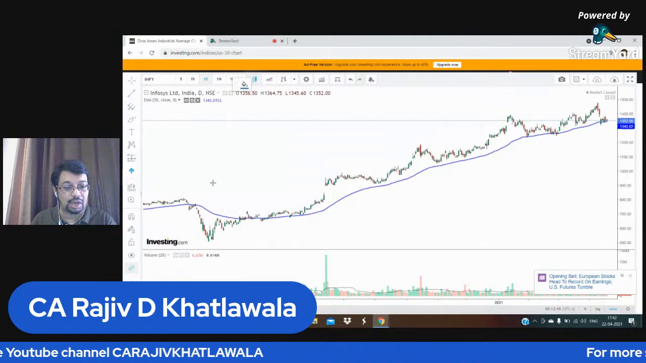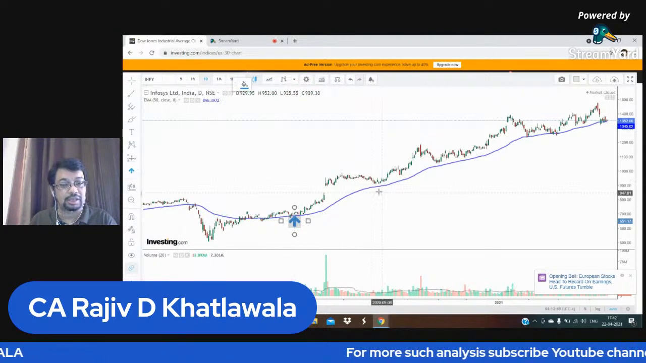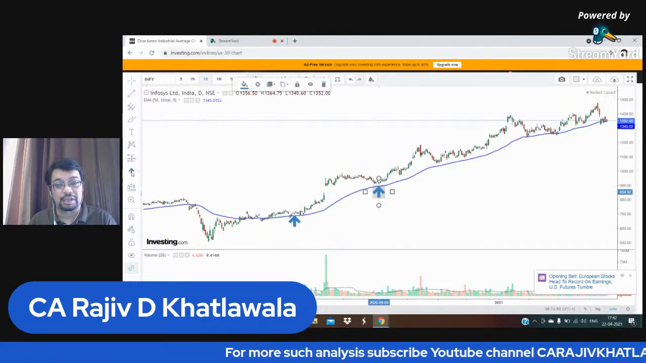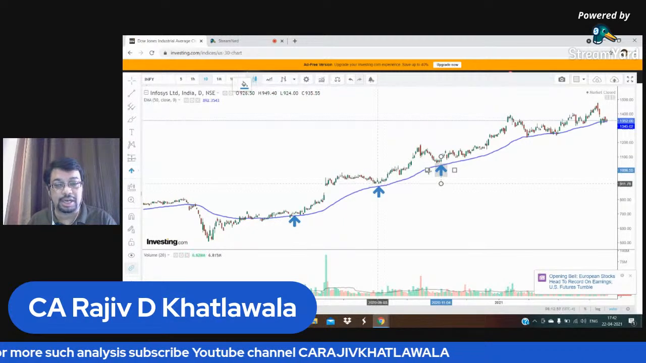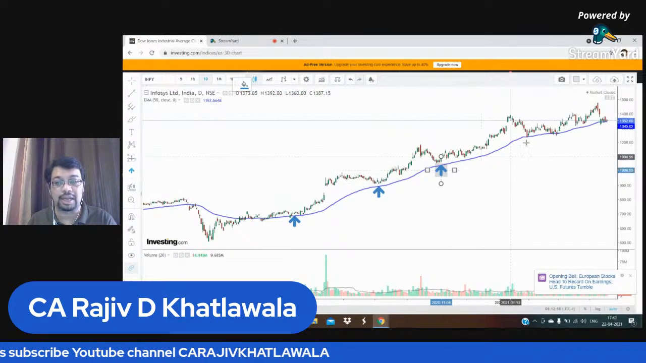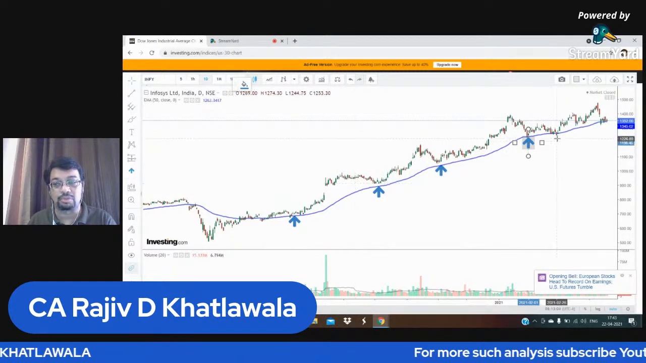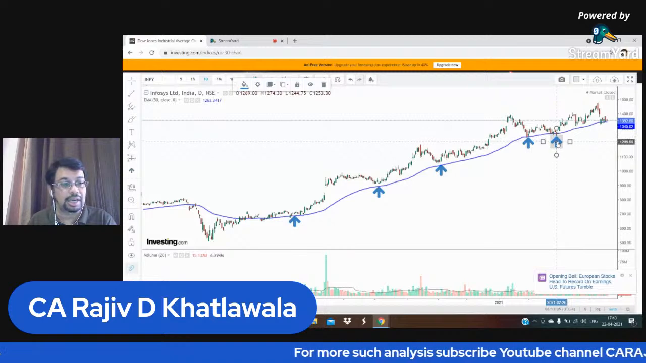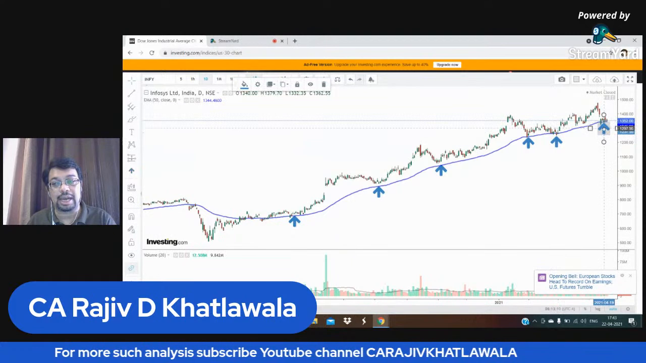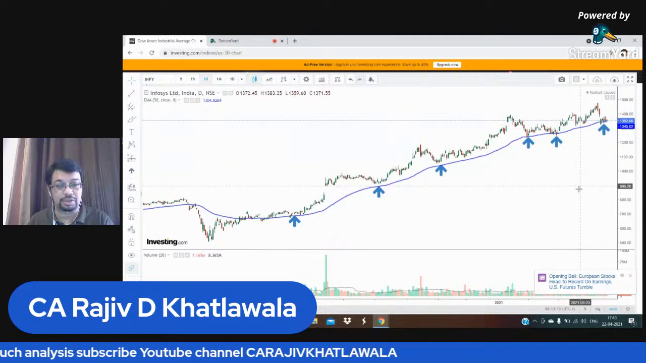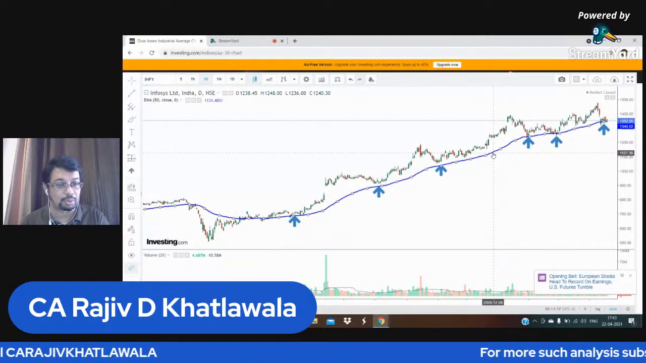just as we drew the markings on the Bitcoin, I will just mark here also. So as you can observe, whenever there was a correction, the prices came back to the 50 moving average, tested it, took support, and again rebounded. So there are so many examples in this entire movement till date that the price has taken good support at the 50 days moving average. So this blue line is acting as a very interesting support.